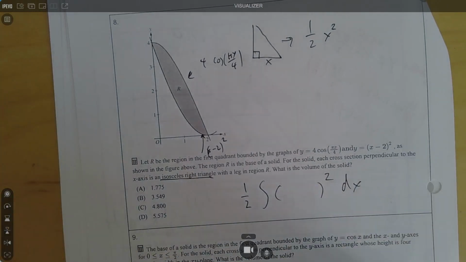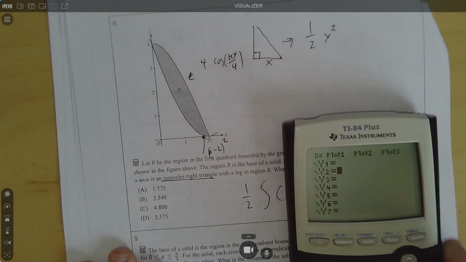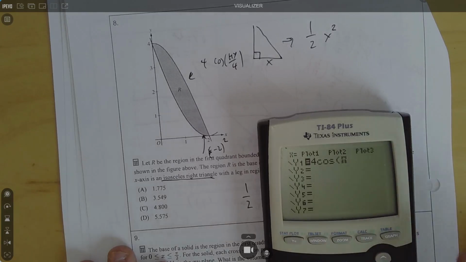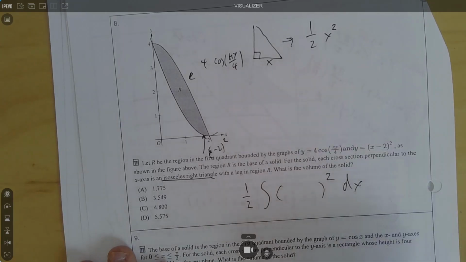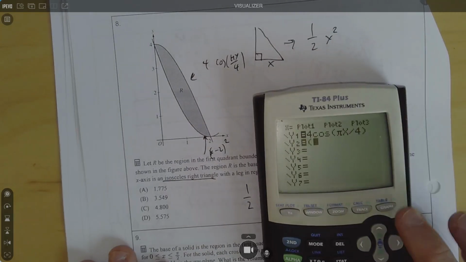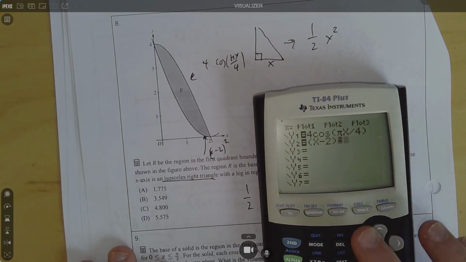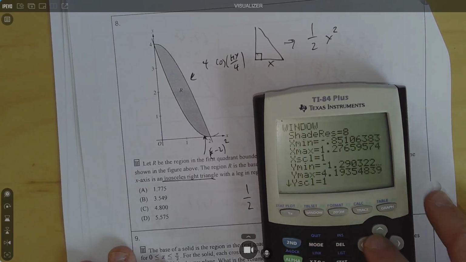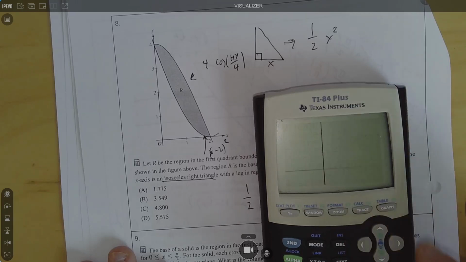I mean, let me just go ahead and put it in the calculator because we're gonna have to use y1 and y2 anyway. It's probably easier. So it's gonna be 4 cosine pi x over 4, and then it's gonna be x minus 2 squared. And then we're going to, so the window is pretty small. I mean, that looks fine.